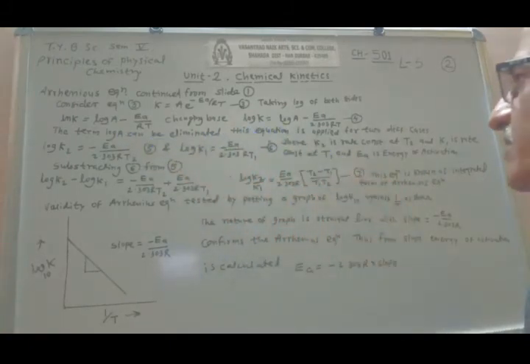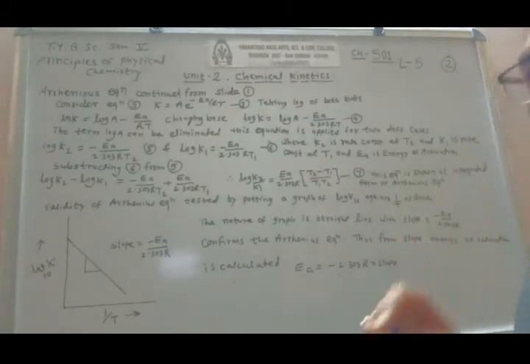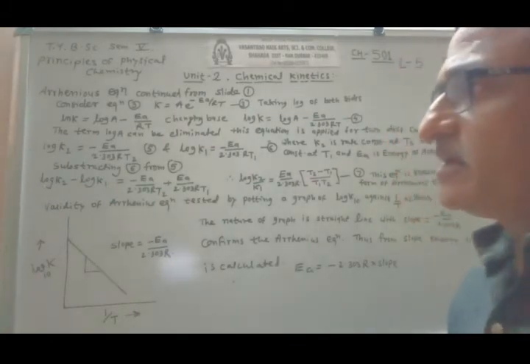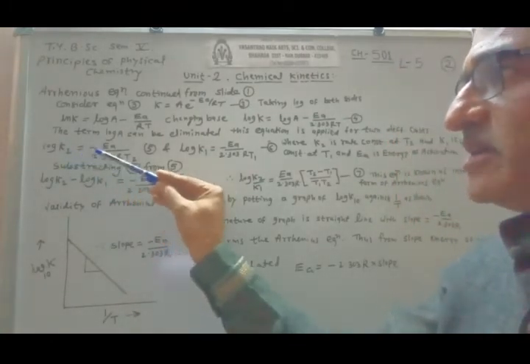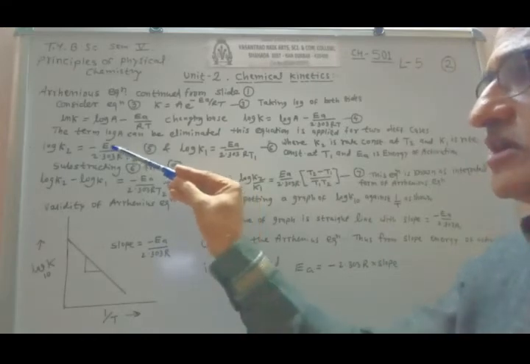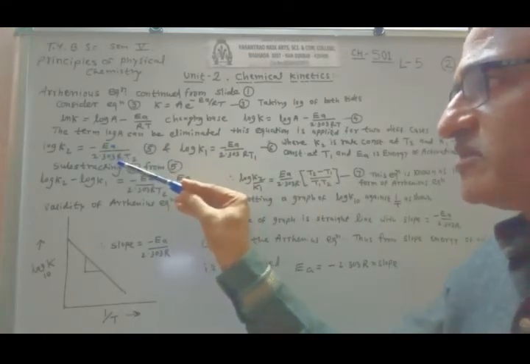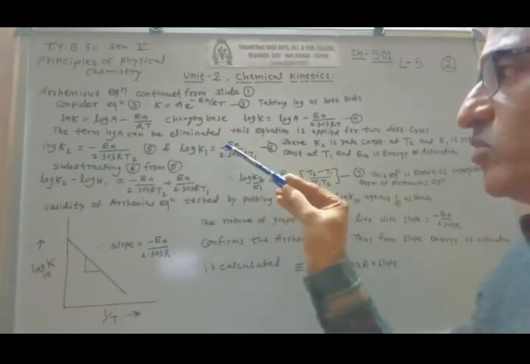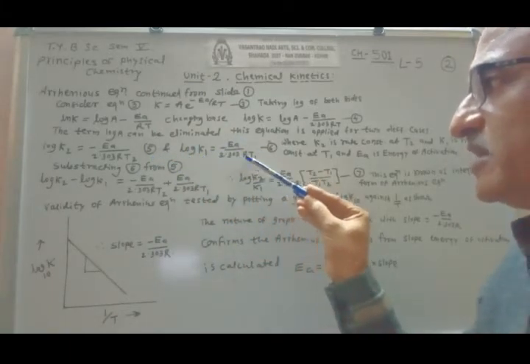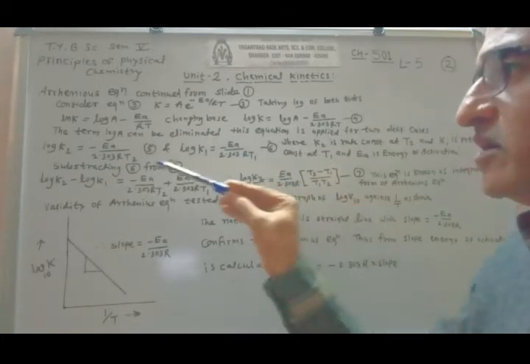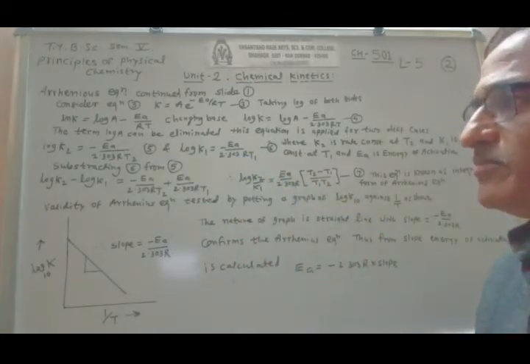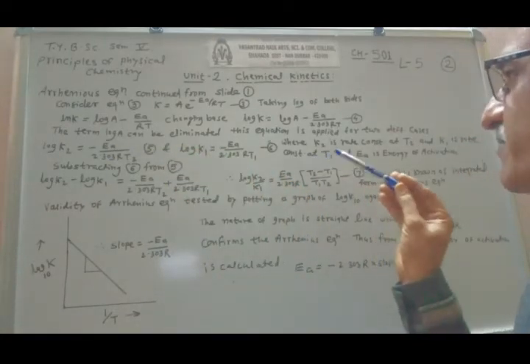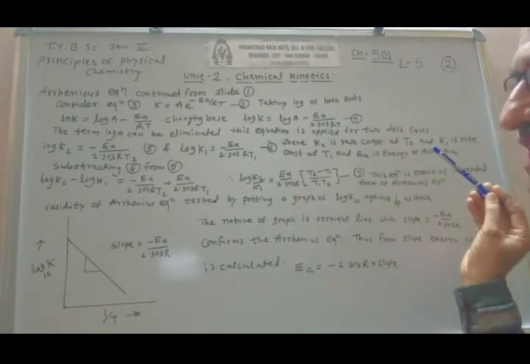This equation is applied for two different cases. So separately for two different cases, we can write log k2 is equal to log A minus E upon 2.303 RT2, equation 5, and log k1 is equal to log A minus E upon 2.303 RT1, equation 6. So here T1 and T2 are the two temperatures and k1 and k2 are the two rate constants respectively, and EA is the energy of activation.